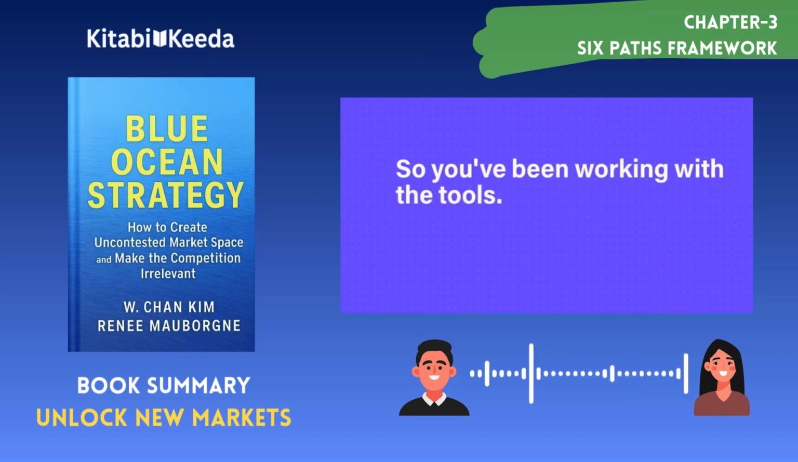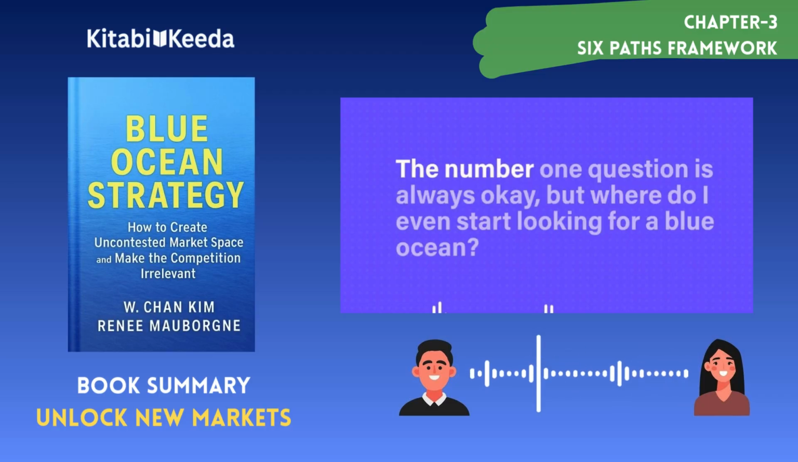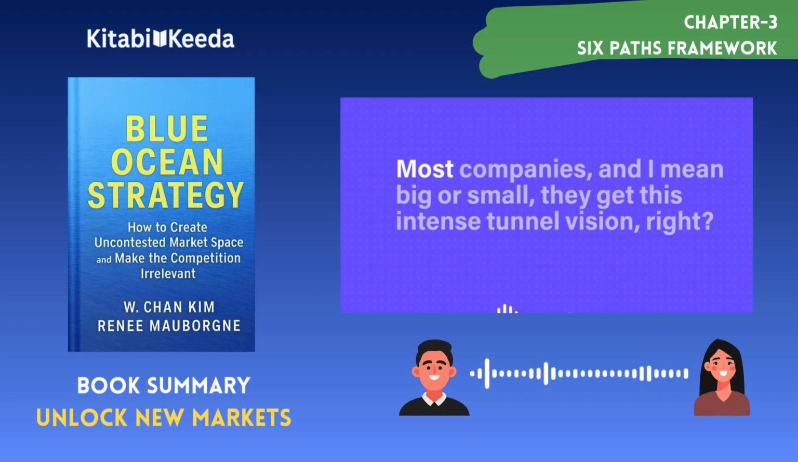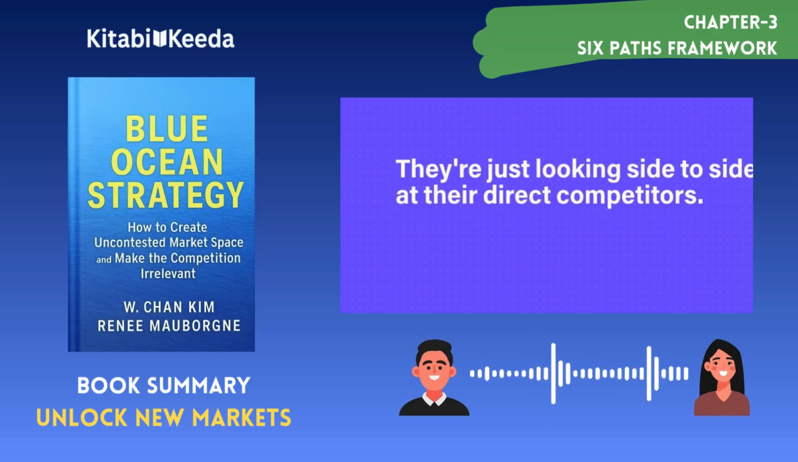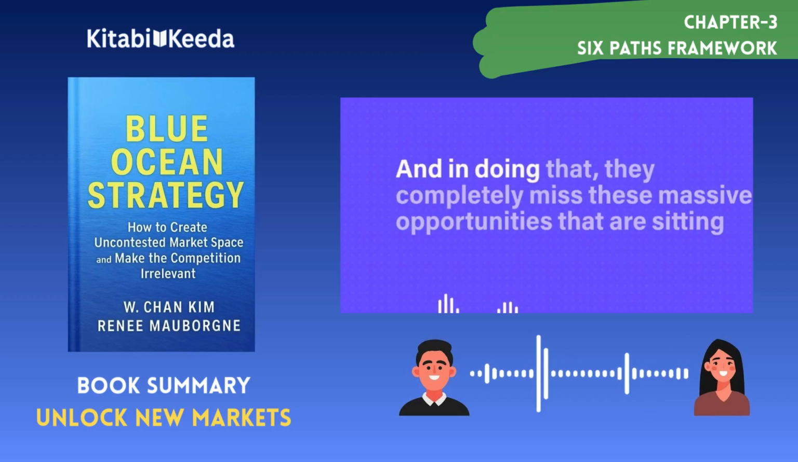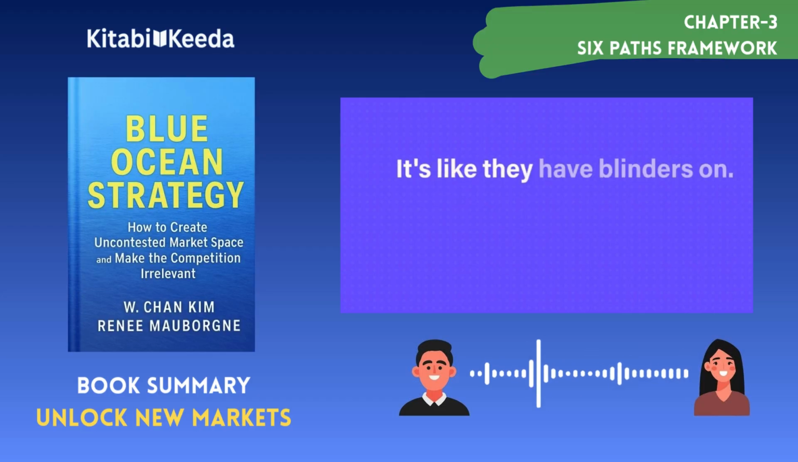So, you've been working with the tools, you've got the strategy canvas down, but we keep hearing the same thing back from you. The number one question is always, okay, but where do I even start looking for a blue ocean? It's the fundamental problem, isn't it? We call it search risk. Most companies, and I mean big or small, they get this intense tunnel vision. Right. They're just looking side to side at their direct competitors. Coke looks at Pepsi, Ford looks at Toyota. And in doing that, they completely miss these massive opportunities that are sitting just outside their direct line of sight. It's like they have blinders on.